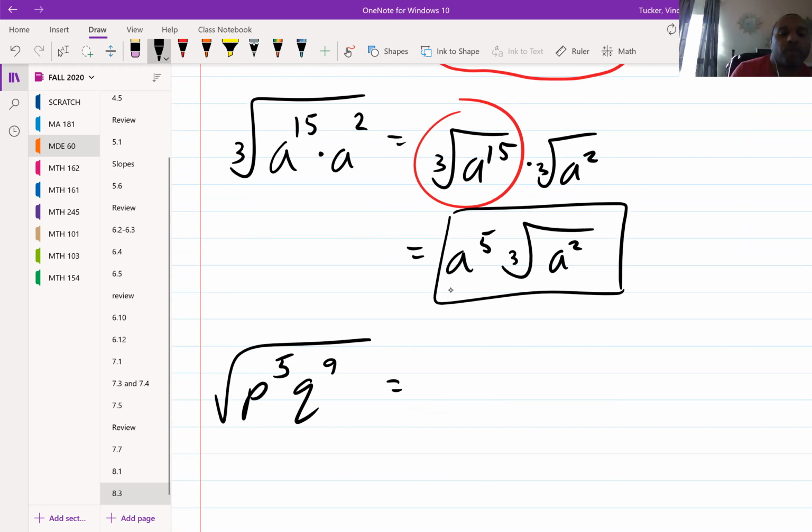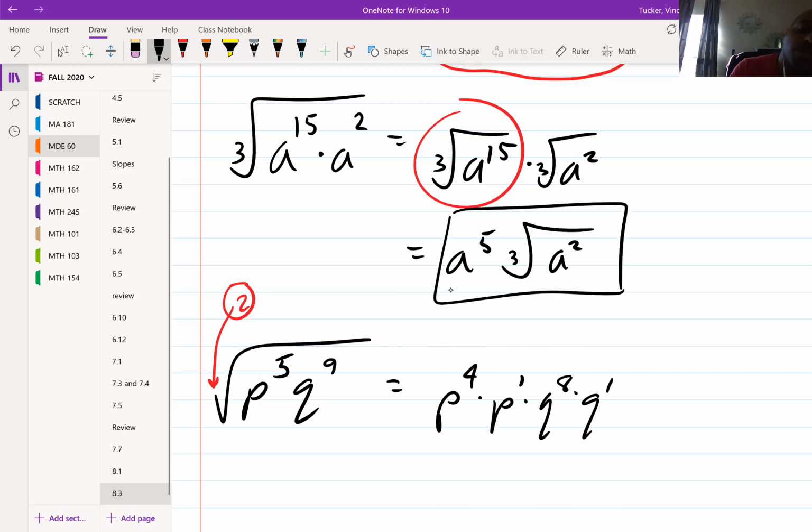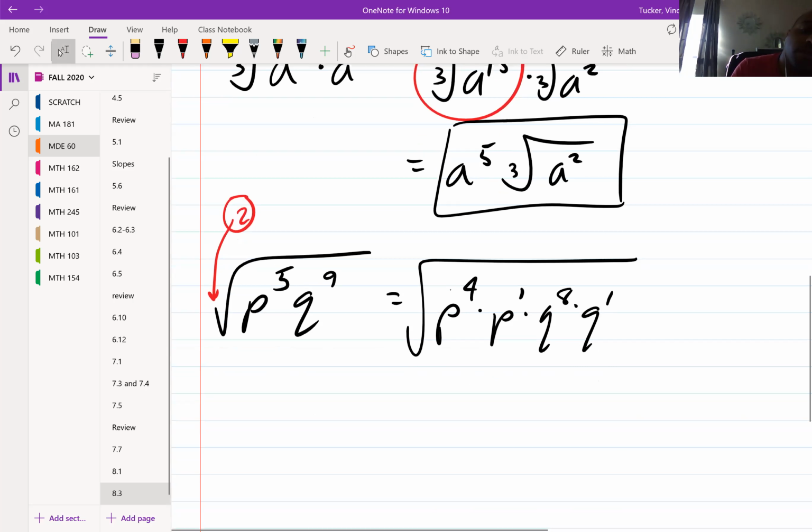All right, here we have the square root of p to the 5th, q to the 9th. So don't forget the index here. When you don't see anything, it's 2. They assume you know it's a 2 there. So the highest number under 5 that's divisible by 2 is 4. Highest number under 9 that's divisible by 2 is 8. So the way I would break this up is p to the 4th, p to the 1st power, q to the 8th, q to the 1st power. 4 plus 1 is still 5. 8 plus 1 is still 9.